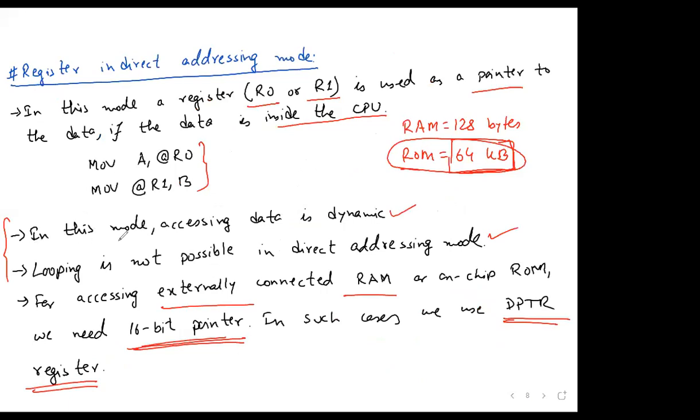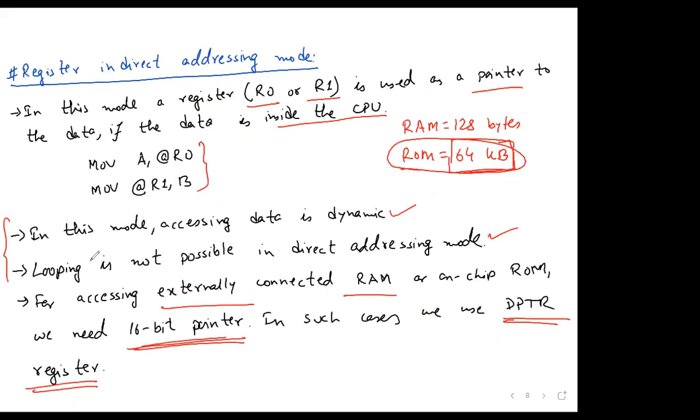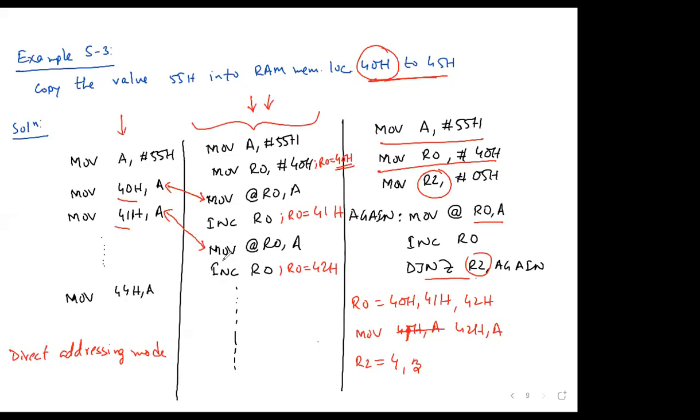The third point says in this mode, accessing data is dynamic. See on the second column, you are using the same R0, but every time you are accessing a different data. But on the first one, to access different data, you needed different memory locations or different instructions. So that's why it says that accessing the data is dynamic. It is not static. And looping is definitely not possible in this direct addressing mode. You cannot loop over here. Looping is only possible when you go for register indirect addressing mode.